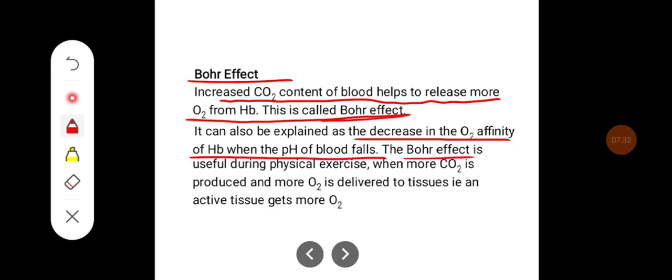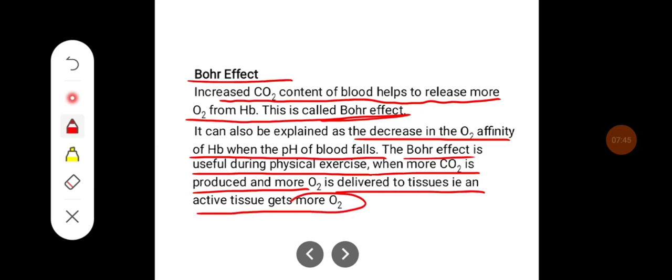The Bohr effect is useful during physical exercise when more carbon dioxide is produced and more oxygen is delivered to the tissues, so an active tissue gets more oxygen.